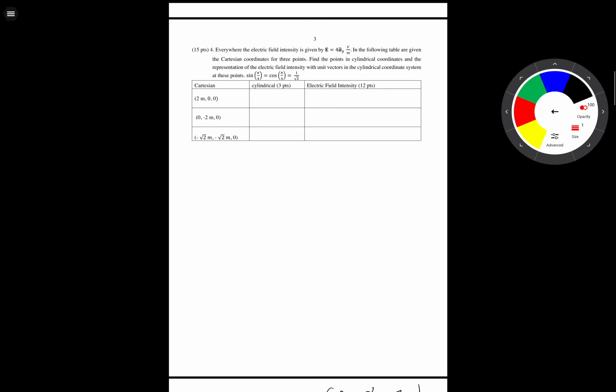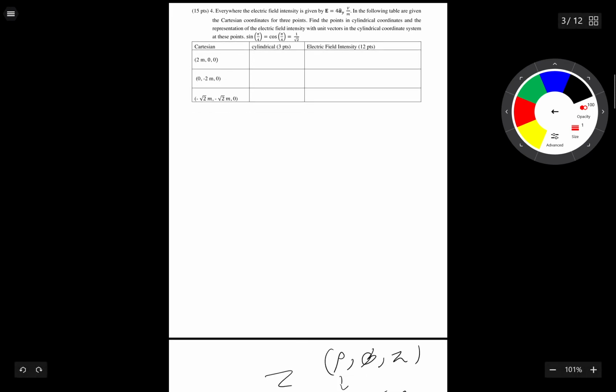And in the table we have been given three different Cartesian points, and they want us to find these points in cylindrical coordinates and the representation of the electric field intensity with unit vectors in the cylindrical coordinate systems. Okay, I think we can do that.